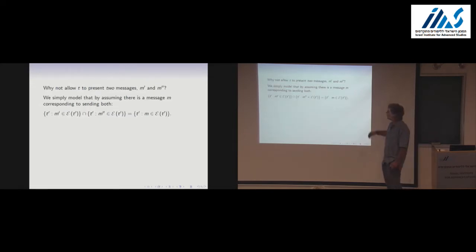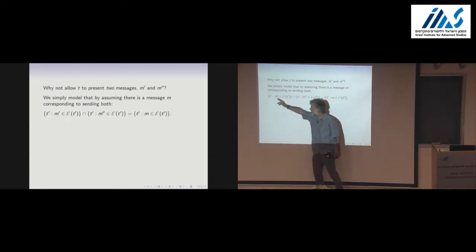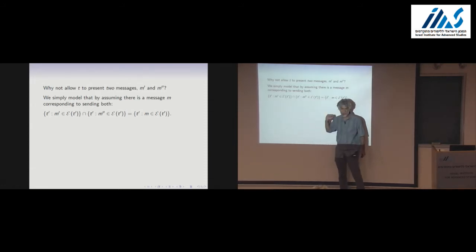Okay. So why not enable presenting two messages? We're going to, if the environment permits that, sometimes you might think it's not possible to both sing and dance. I can do one or the other. So if it's possible, then we will add a message M that corresponds to sending both messages. In other words, the message M will be the set of types who can send both the messages I can sing and the message I can dance.